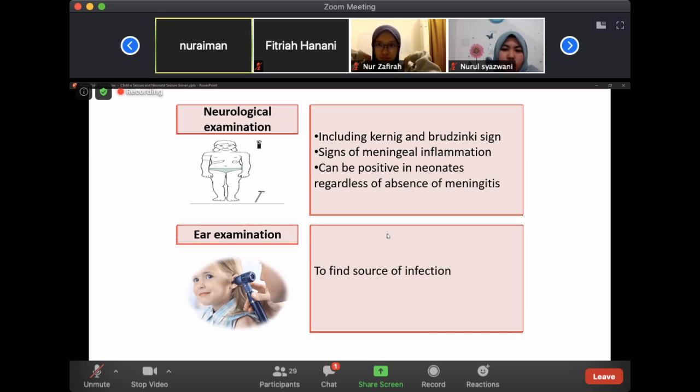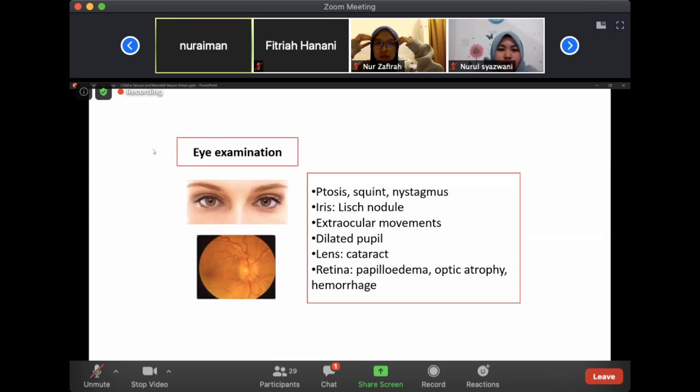However, these signs can be positive in some patients regardless, even though the patient has no meningitis. Also examine the ear, which can also be a source of infection. Don't forget also to examine the eye, look for ptosis, squint, nystagmus, any dysmorphism, hypertelorism or anything.